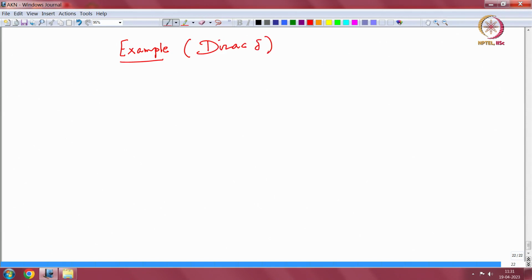So, let x naught be a point in R^n, very generally, and formally I now define delta of x naught acting at phi as equal to phi at x naught. This is true for all phi in D of R^n.